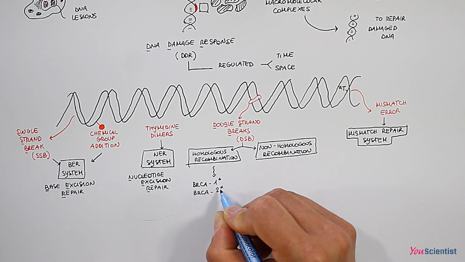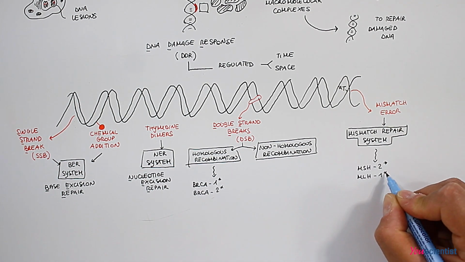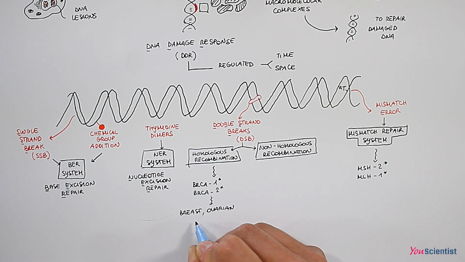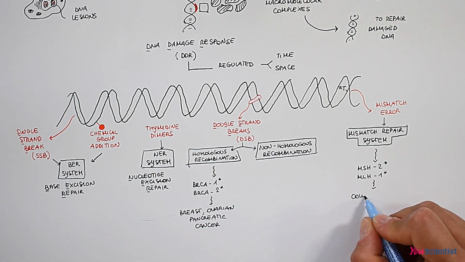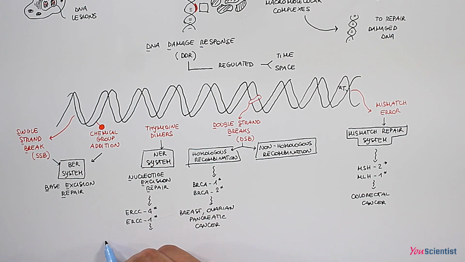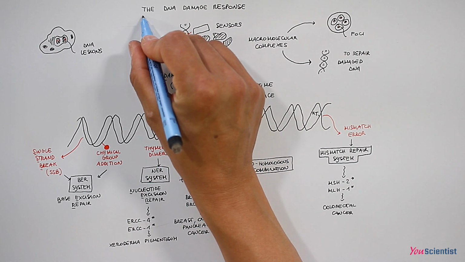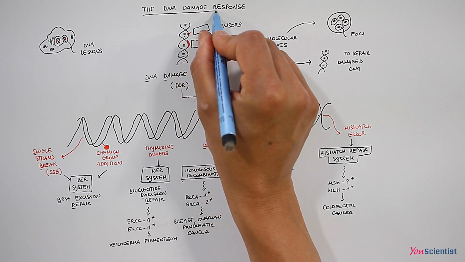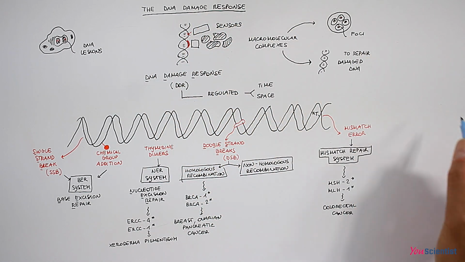When any of these systems or factors are mutated, there is a greater risk of developing some types of cancer, since errors are not repaired. Some of these factors are also mutated in genetic diseases. To protect the DNA, cells have evolved different mechanisms referred to as DNA damage response.